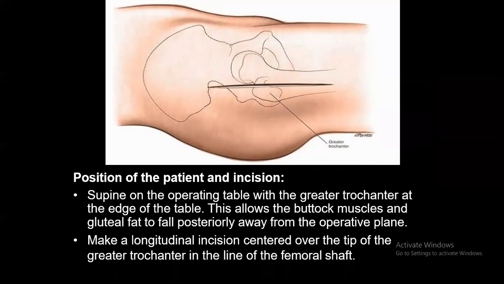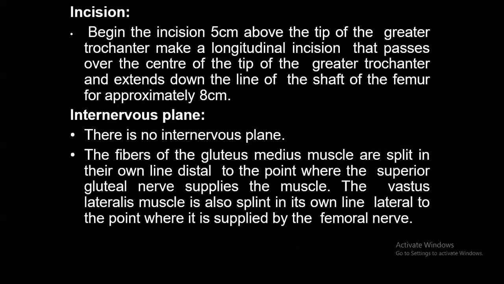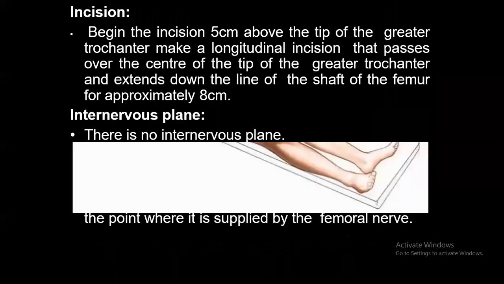Make a longitudinal incision centered over the tip of the greater trochanter in the line of the femoral shaft. Incision: begin the incision 5 cm above the tip of the greater trochanter. Make a longitudinal incision that passes over the center of the tip of the greater trochanter and extends down the line of the femoral shaft approximately 8 cm.